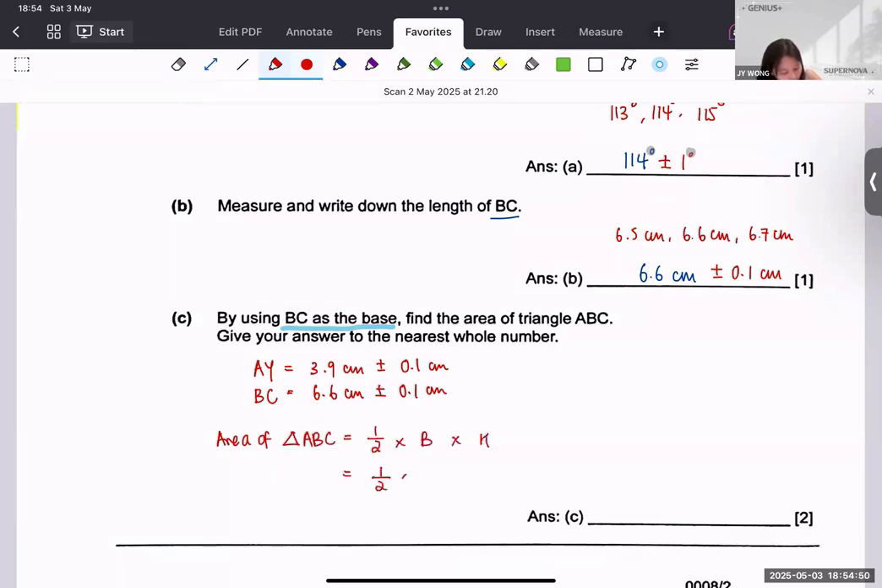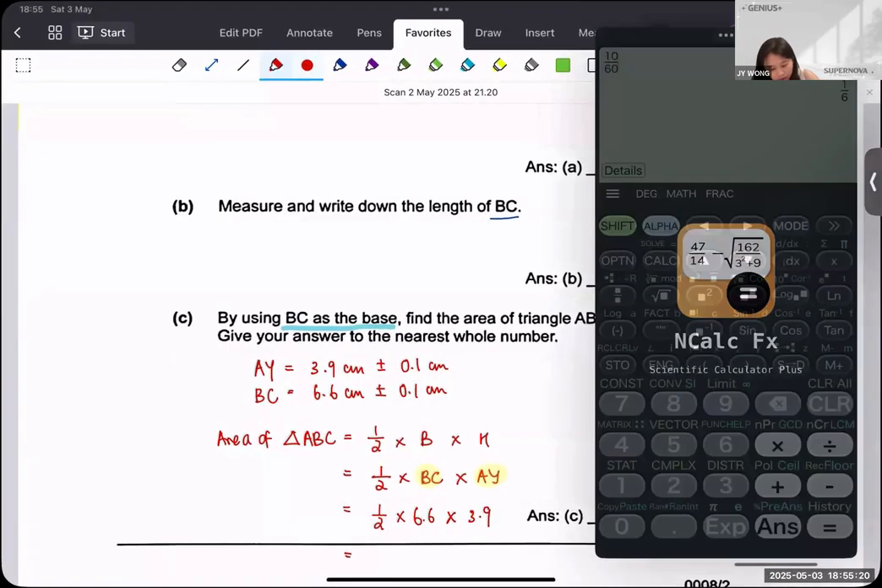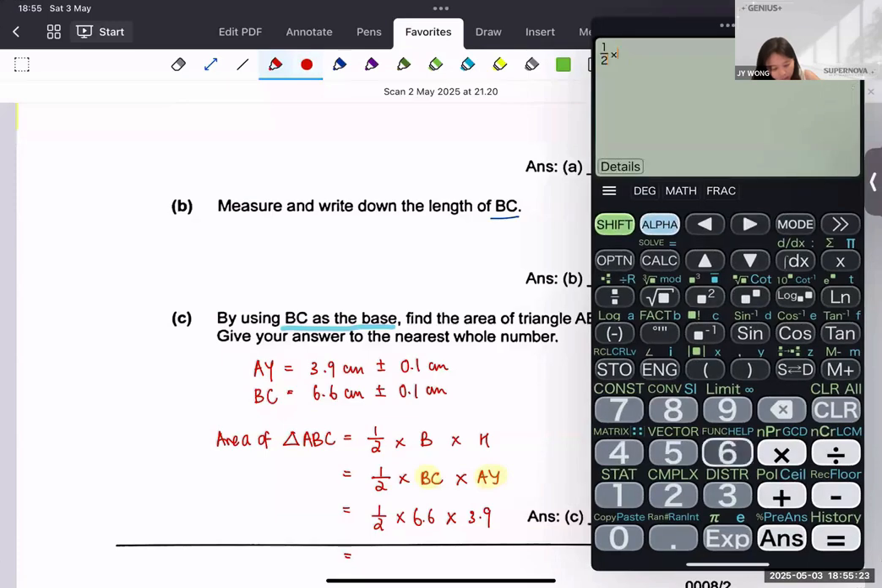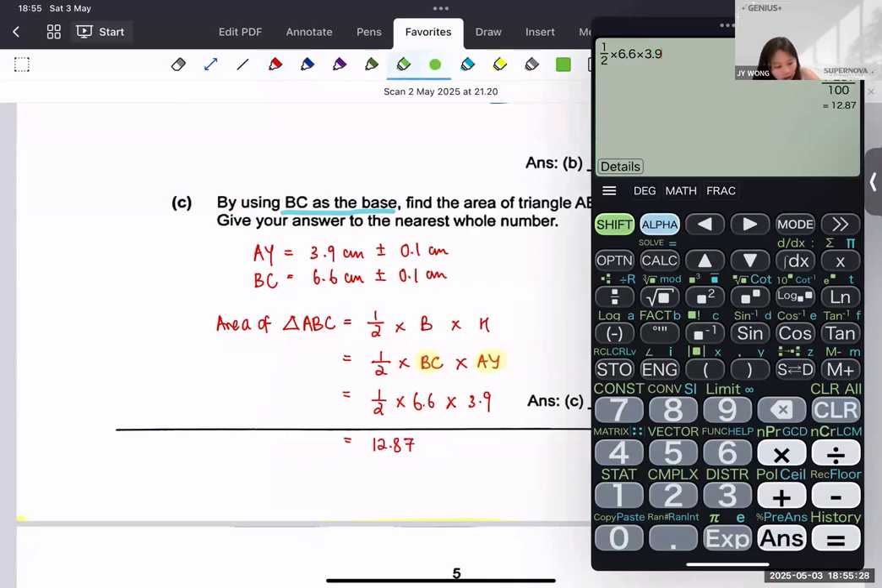So the base, we know that it's going to be BC. The height, most of you already told me that the height is AY. So I need to put in the correct values. Let's say my BC is 6.6. Don't need to put units. 6.6 and my AY, if I found it to be 3.9, I can calculate this. My answer would be half times 6.6 times 3.9. My answer is 12.87. But they say round your answer to the nearest whole number. So round it off, it will give me 13.